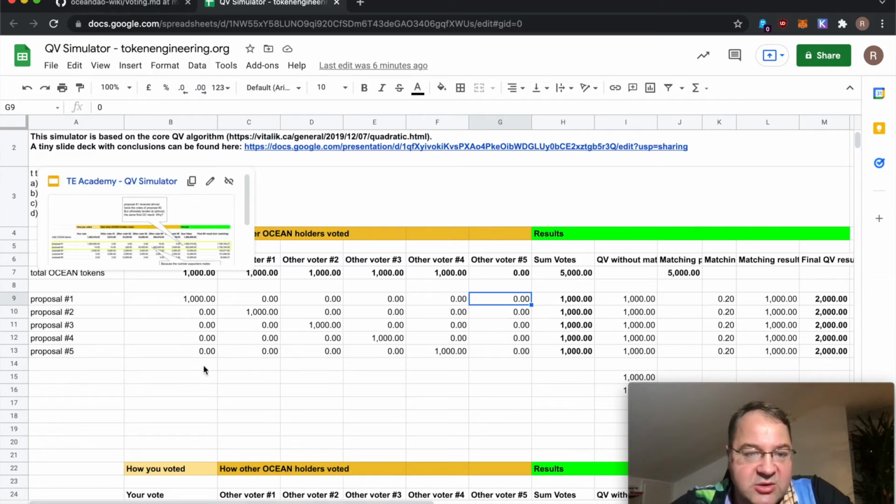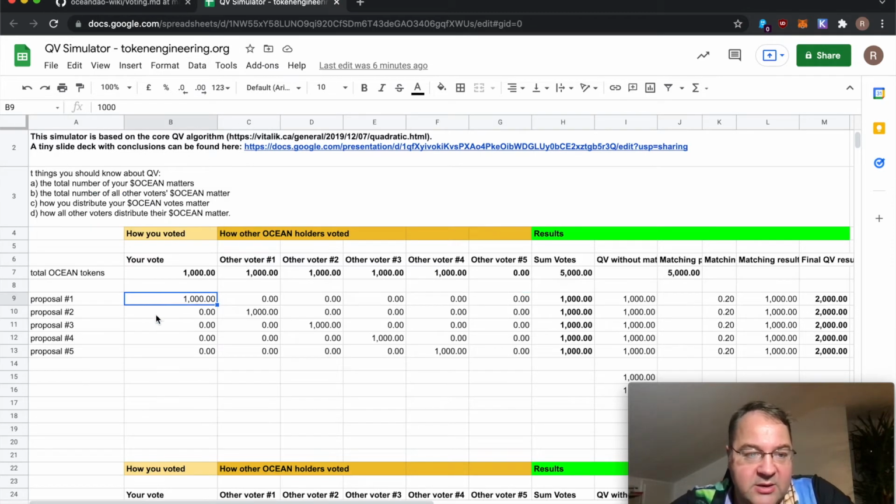The token engineer community has created a cool spreadsheet where you can actually simulate these kinds of votes. Thank you for that, Angela and the team. Now I put here one scenario. We have 5 proposals, and there are six voters here. This is us, and then there are 5 other people. Everybody voted 1,000 tokens, so everybody gets 1,000 votes. Everything is added up, so we have 5,000 votes.